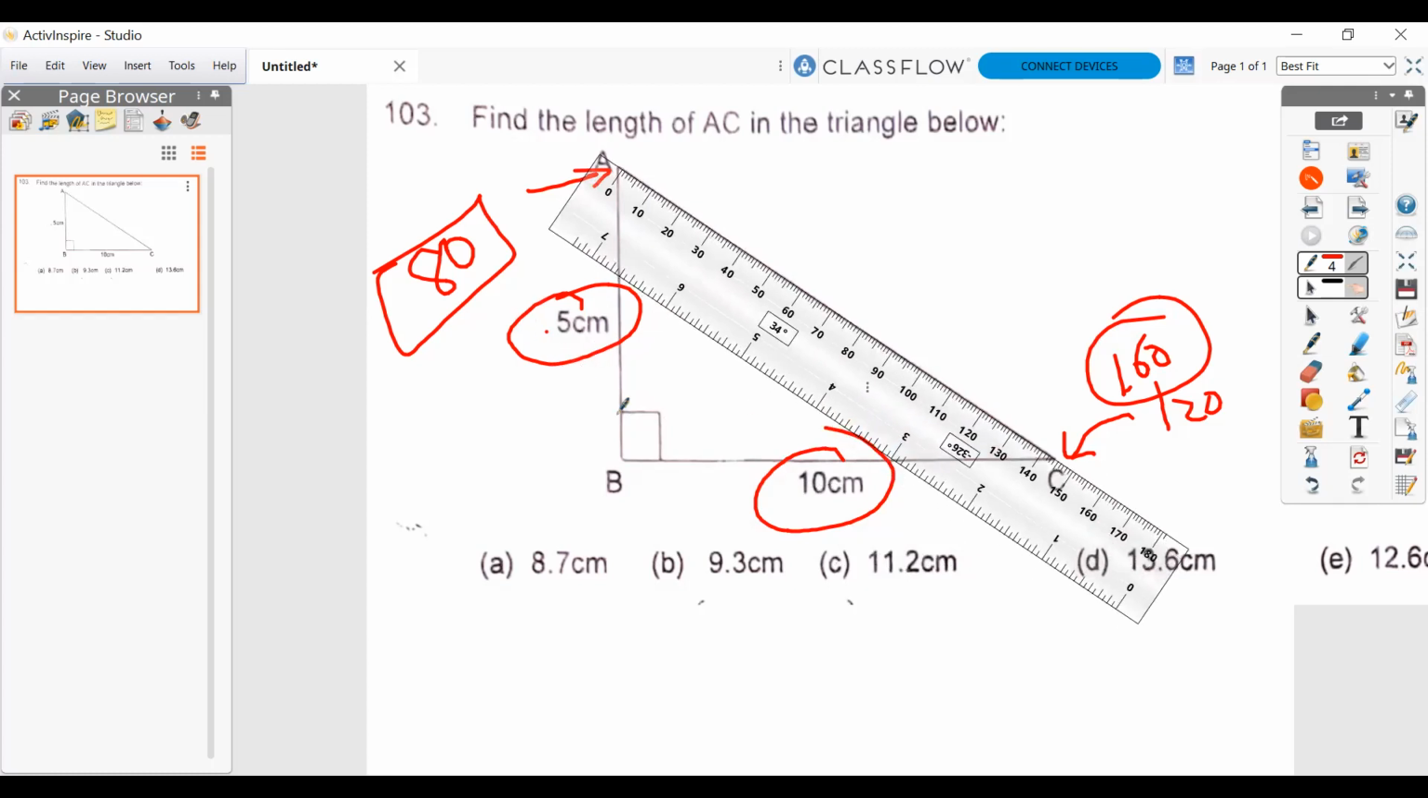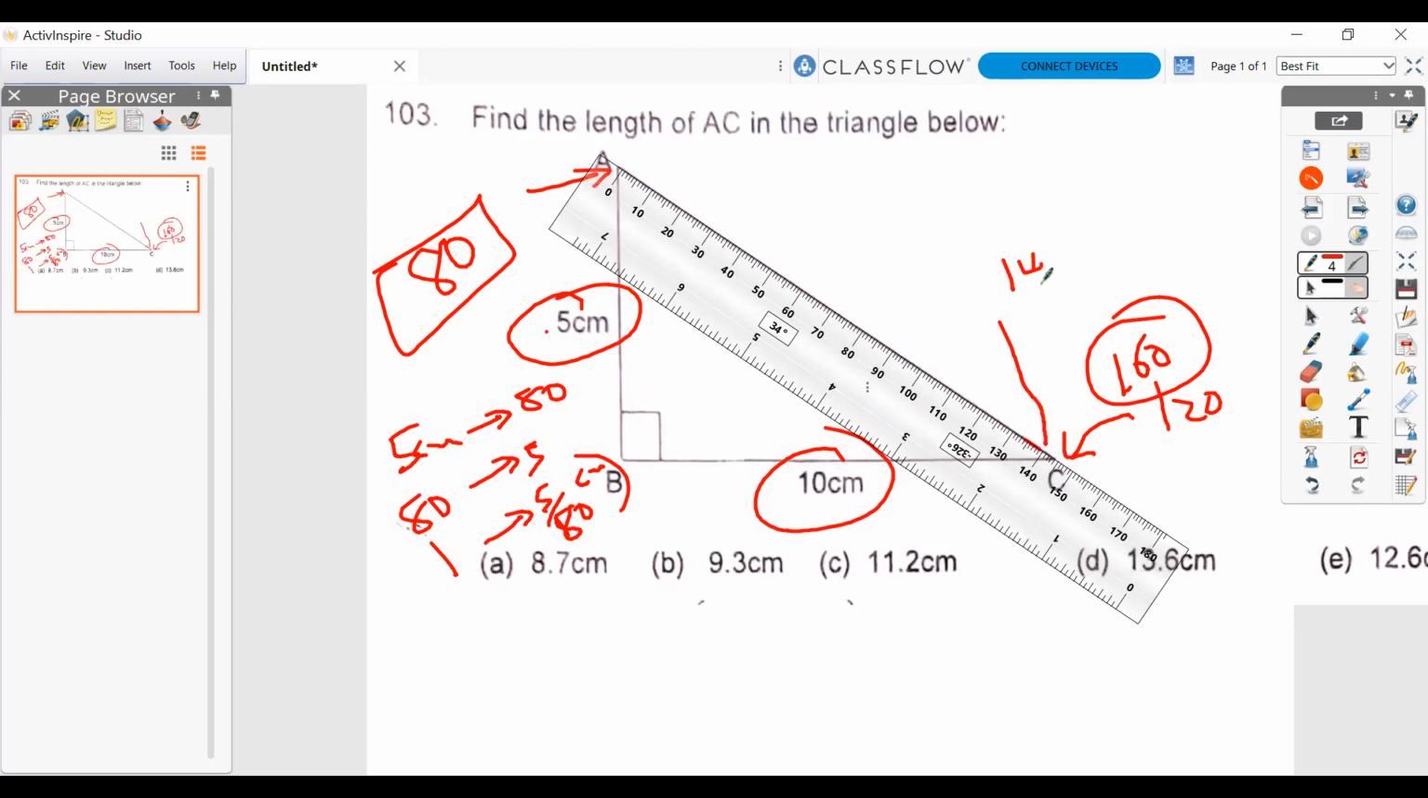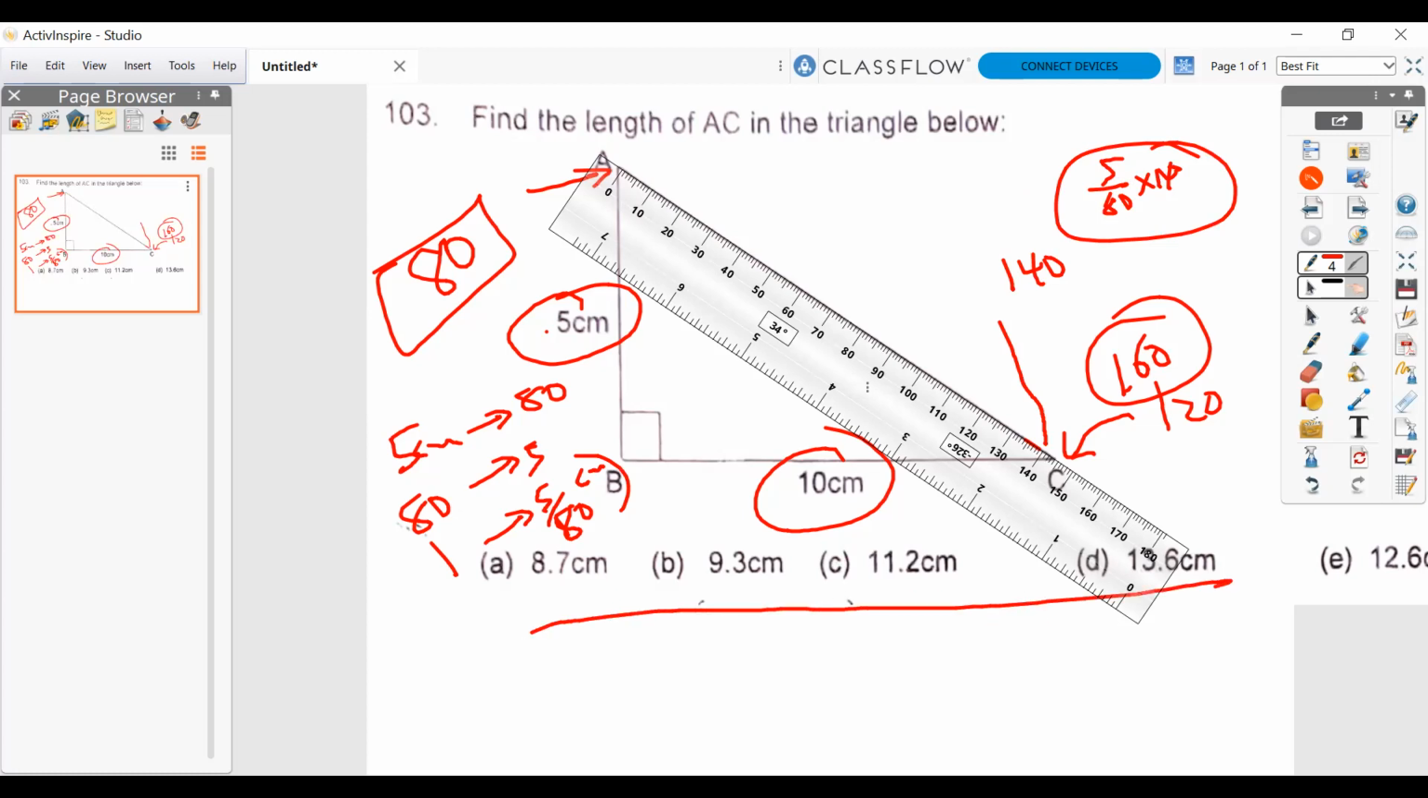But of course, knowing that if 5 centimeters represents maybe 80, then 80 represents 5. How about 1? It will represent 5 divided by 80. See what you did? So here we simply come and measure, and you get, for example, this figure here is 140. So we'll get 5 out of 80 times 140. Whatever you get will be the answer. Come and pick it from here. That is what you should do, in case it was on scale.